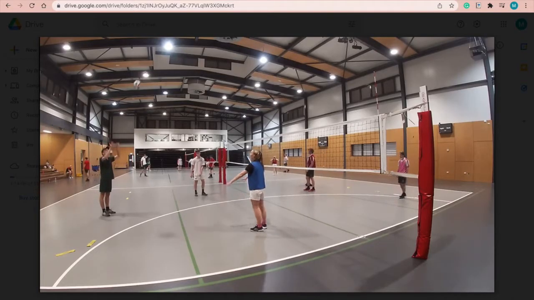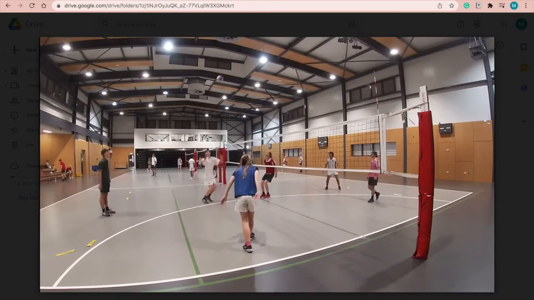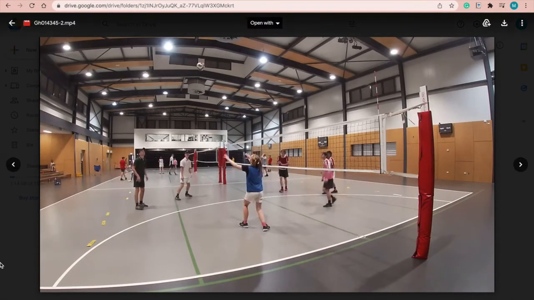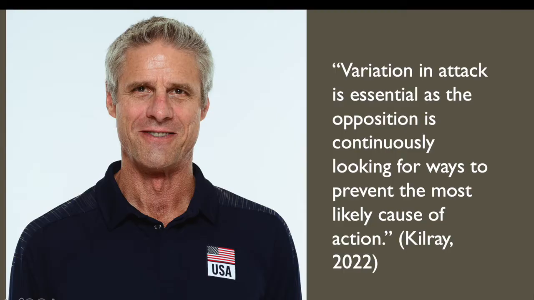Further, it can be seen that an outcome of a tactical strategy that only sets the outside hitter, and thus a limitation, is that it's predictable for the other team, and they start to block the outside hitter. I should therefore modify my tactical strategy so that I alternate which hitter my set goes to. This suggested modification can be corroborated by Karch Kiraly, head coach of Volleyball USA, who stated that a variation in attack is essential as the opposition is continuously looking for ways to prevent the most likely course of action.